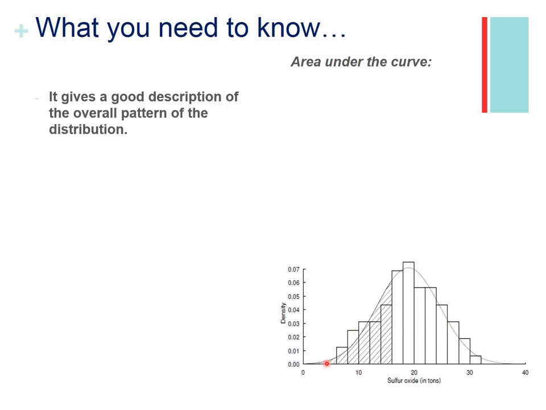So this is where you're going to look and say, is it approximately symmetrical? When I draw my smooth curve, is it skewed to the right? Is it skewed to the left? Is it bimodal? Is it unimodal? Is it uniform? So it just gives us a good pattern of our distribution.